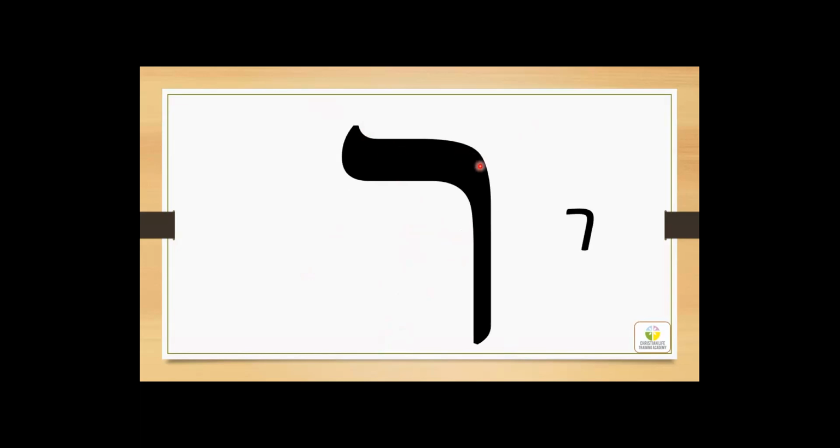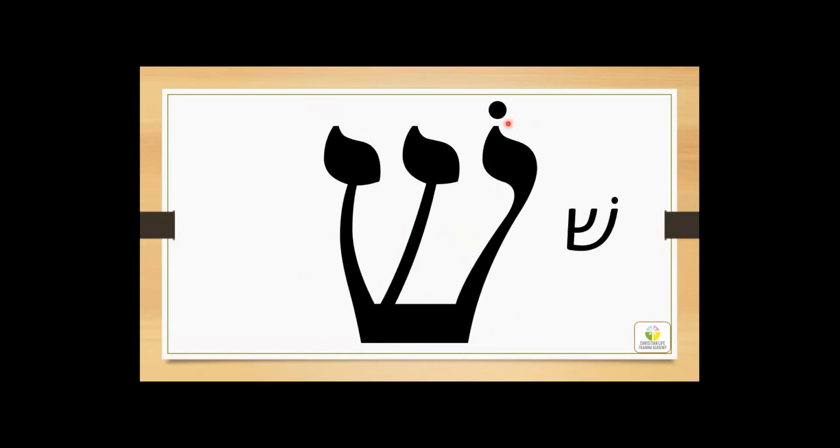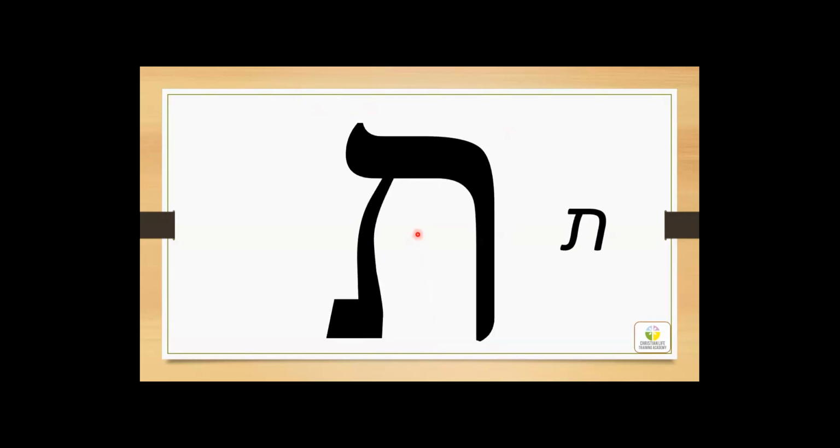Then, what's the round one? Resh. Good for you. Then Shin. And then Sin. Good. And then Tav.